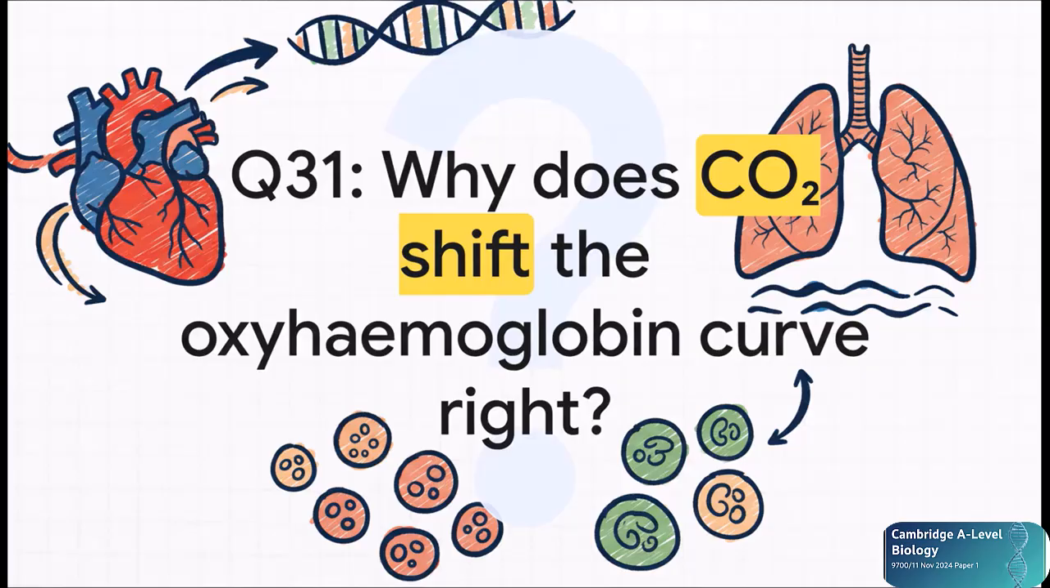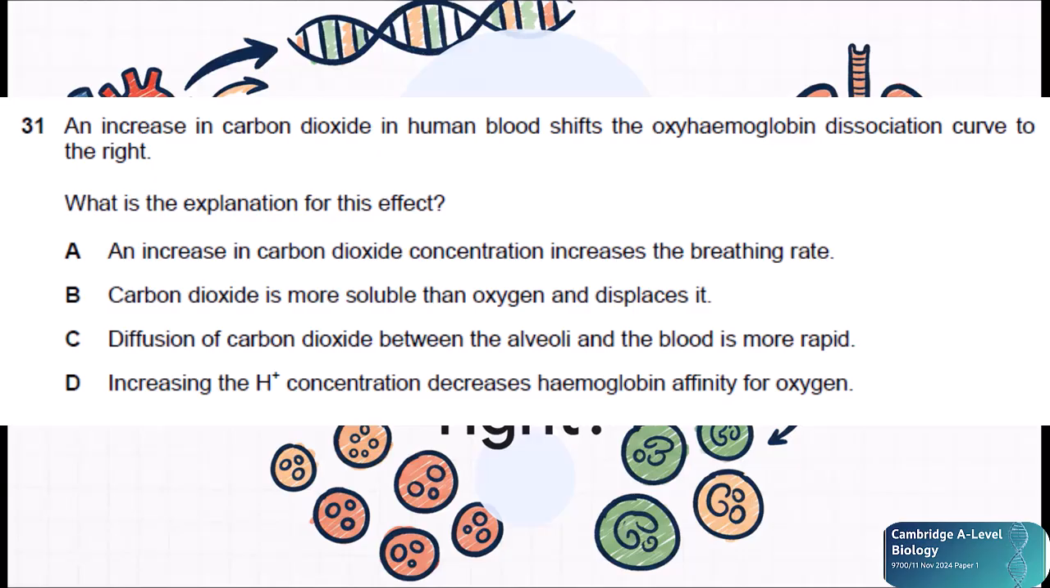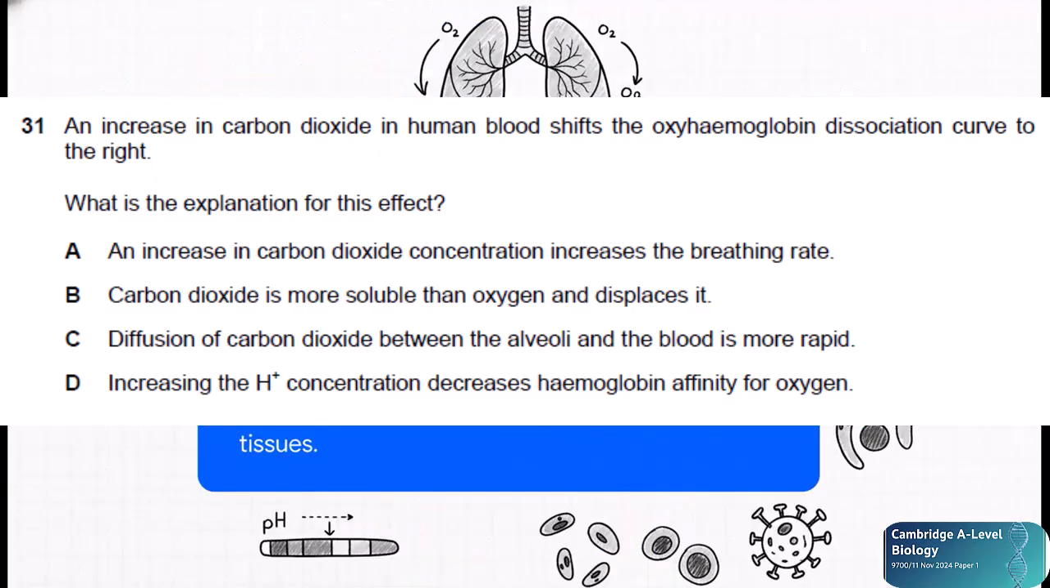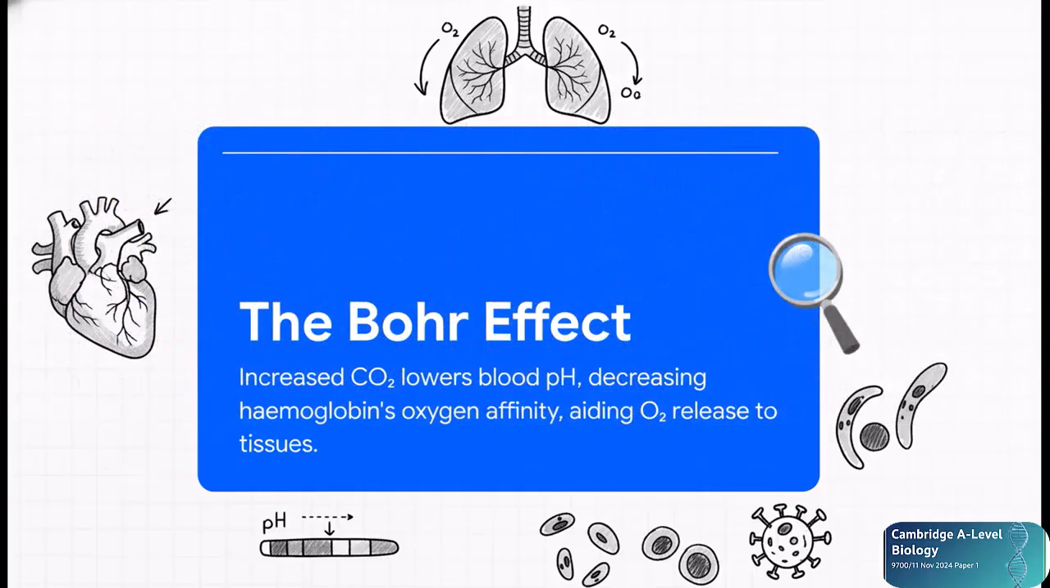The oxy-hemoglobin curve shifting to the right. The moment you see that phrase, your biology brain should be lighting up and screaming one key concept at you. And that concept is, of course, the Bohr effect. So let's just quickly walk through it. You've got respiring tissues, like your muscles, pumping out loads of CO2. That CO2 jumps into the blood, reacts with water, and boom, you get carbonic acid, which then releases hydrogen ions. More hydrogen ions mean the blood pH drops, becoming more acidic.